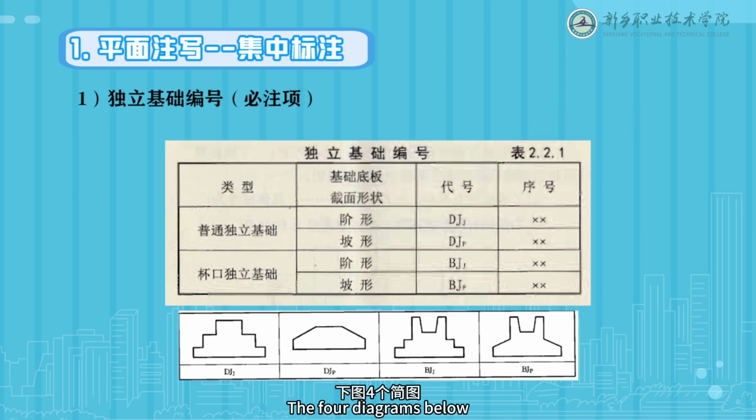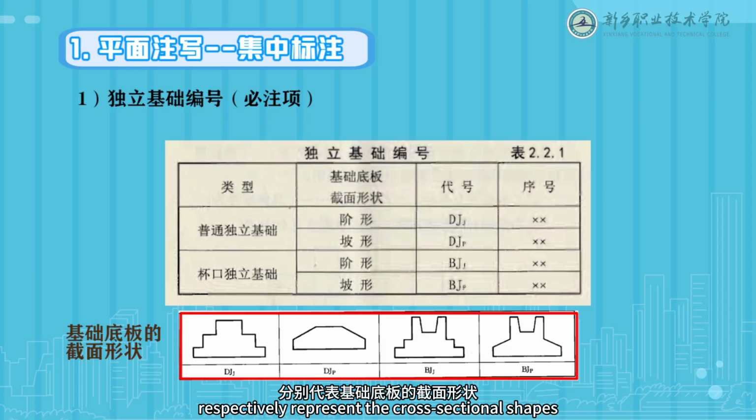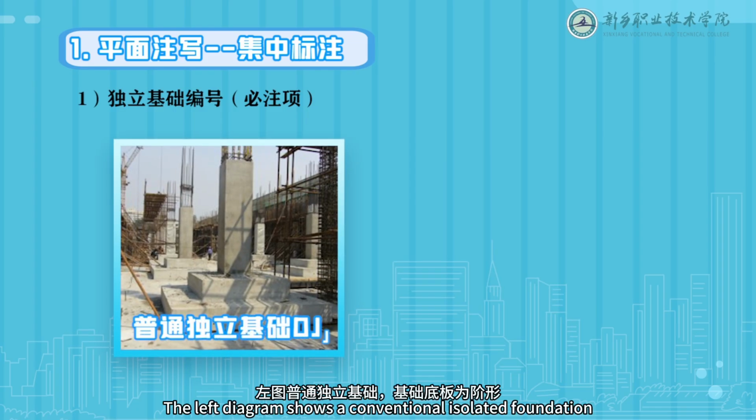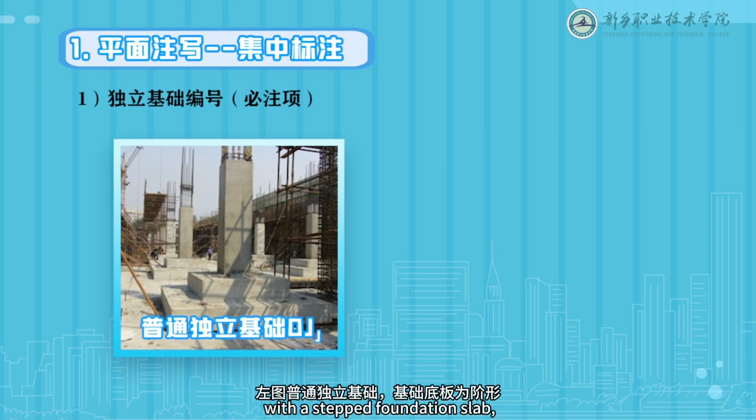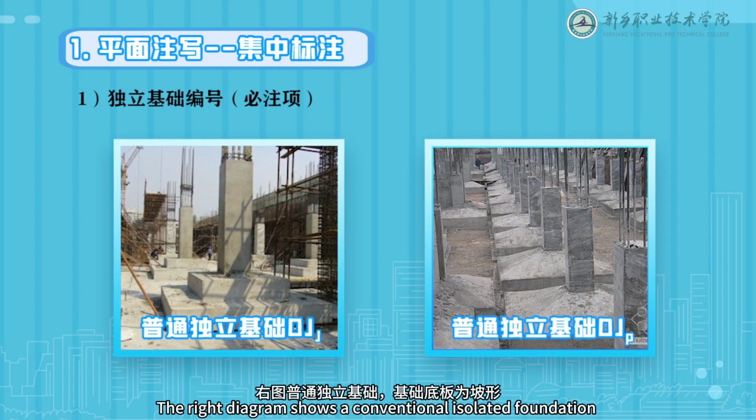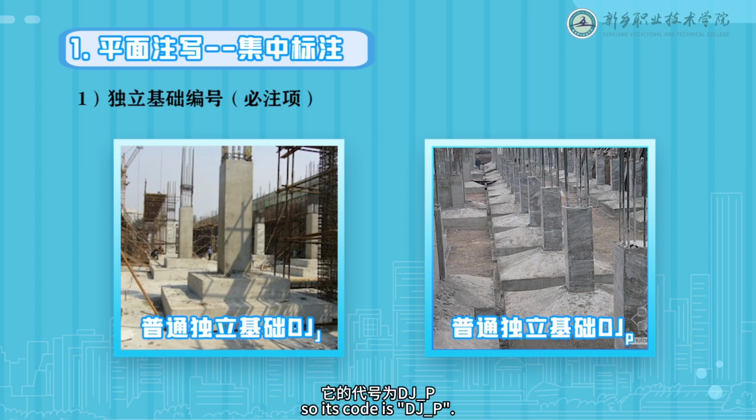The four diagrams below respectively represent the cross-sectional shapes of foundation slabs. As we can see, their common feature is symmetry. The left diagram shows a conventional isolated foundation with a stepped foundation slab, so its code is DJ sub J. The right diagram shows a conventional isolated foundation with a sloped foundation slab, so its code is DJ sub P.